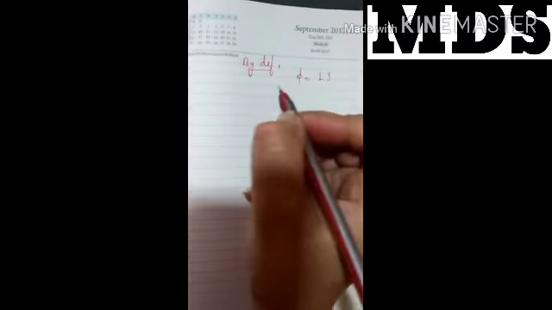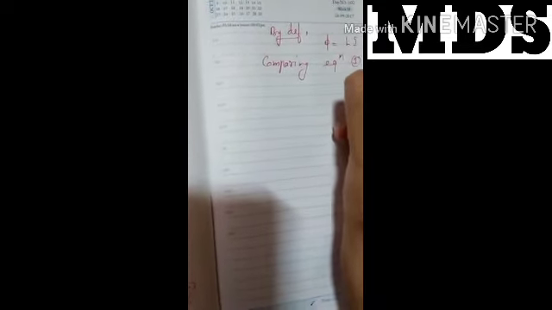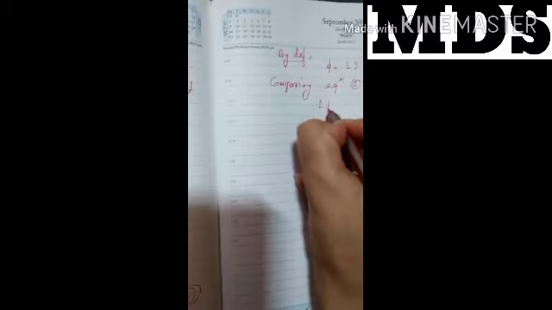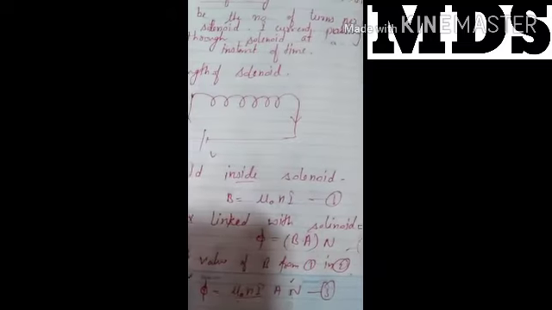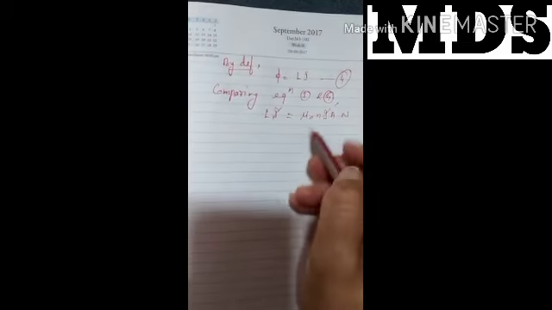Now comparing, here we write the third equation and here the fourth equation. Comparing equations third and fourth, Li equals phi, and phi equals mu naught n i A N. Look here. After comparing, we can cancel i from both sides.